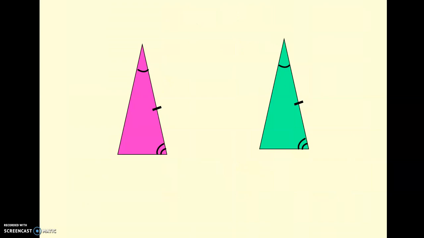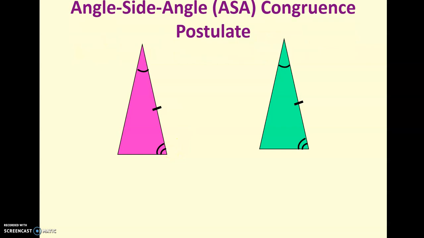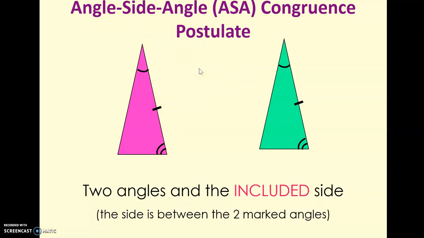All right, next one. So again, we need to pay attention to the order. This one is an angle with a side with an angle. So you guessed it, this one is called angle side angle. And just like the side angle side, the side has to be the side that is between the two angles. So this time, we're talking about the two angles and the included side, which means the one that is in between them.